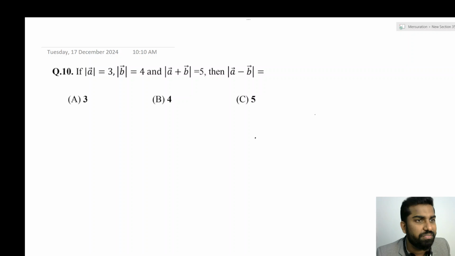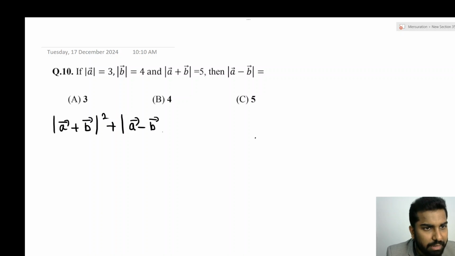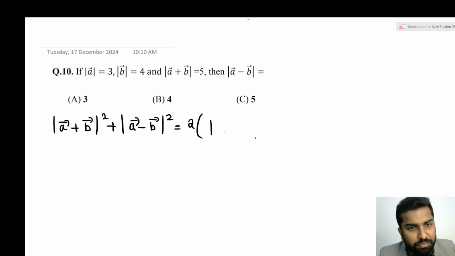Yes, next question is also from the chapter vector. If A vector is given, B vector is given, and we have to evaluate the value of magnitude of A vector minus B vector. If you want to evaluate this, we have one standard direct formula: magnitude of A plus B, its square, plus magnitude of A minus B square, will be equal to 2 times A vector square plus B vector square.